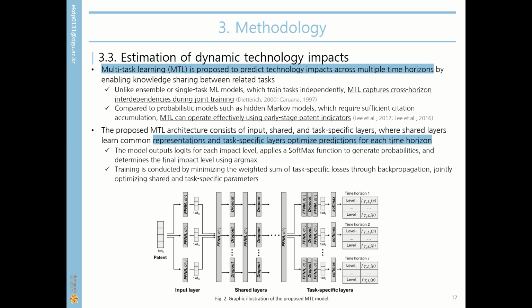The proposed MTL architecture consists of input, shared, and task-specific layers. The shared layers learn common representations across tasks, while the task-specific layers optimize predictions for each time horizon. The model then outputs probabilities for each impact level and is trained by minimizing the weighted loss across all tasks.